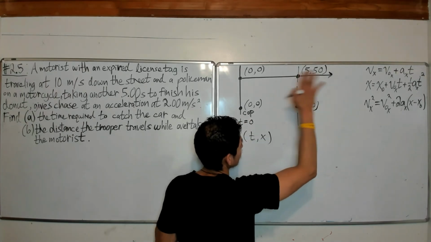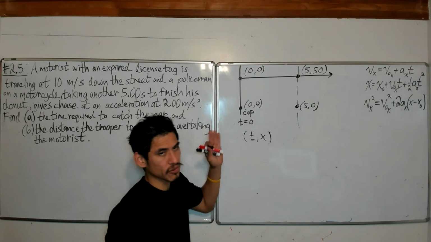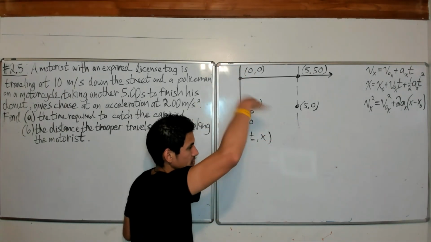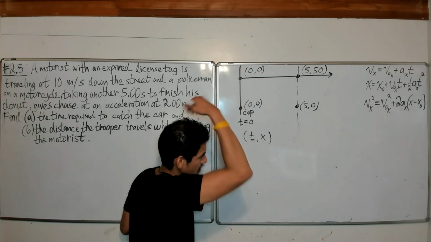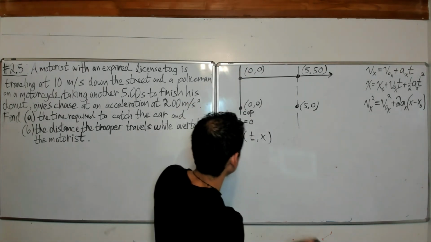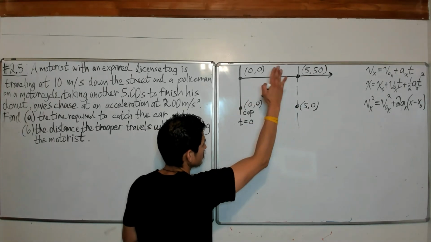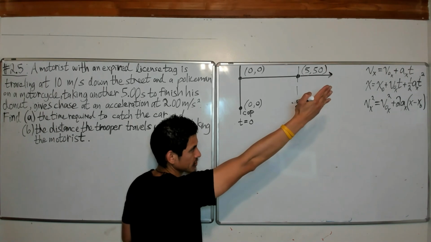But in this case, it probably wouldn't be helpful using this graph in terms of t and x, because they have to be different axes. So maybe I shouldn't have even drawn that. But what you want to essentially know is that the guy has a 50-meter head start.